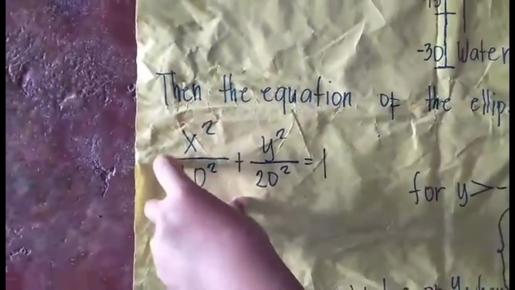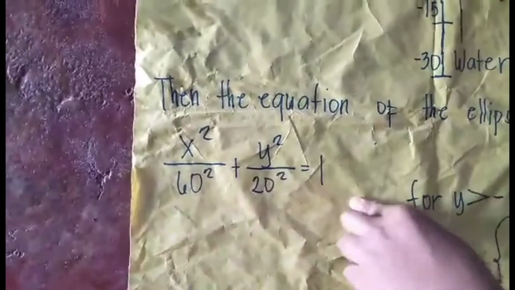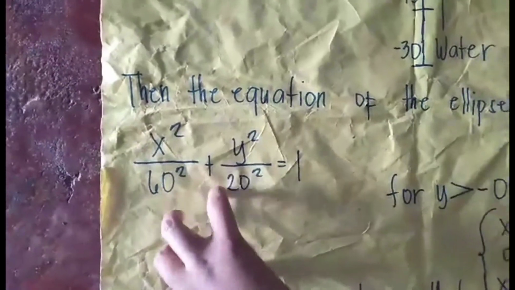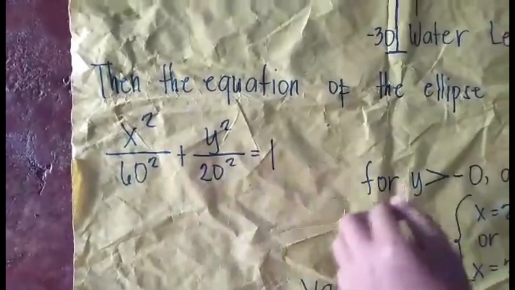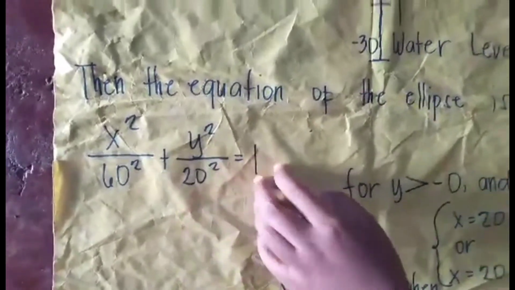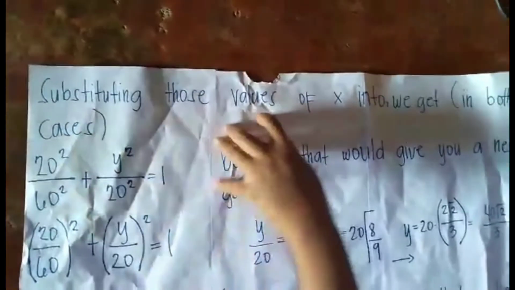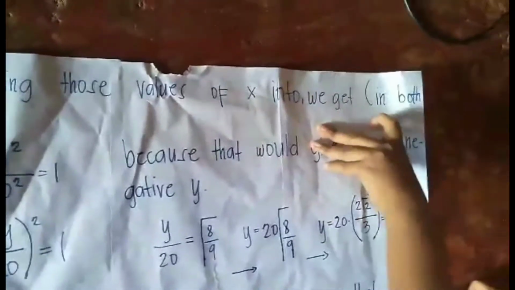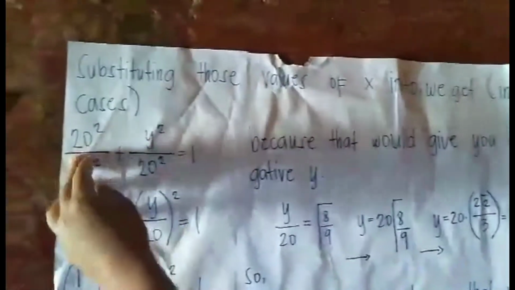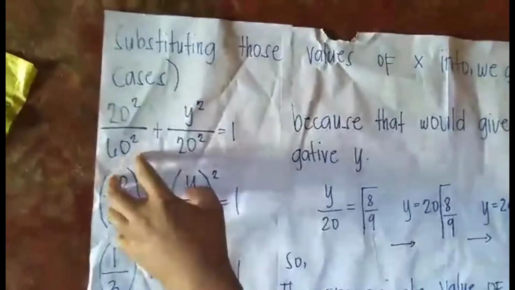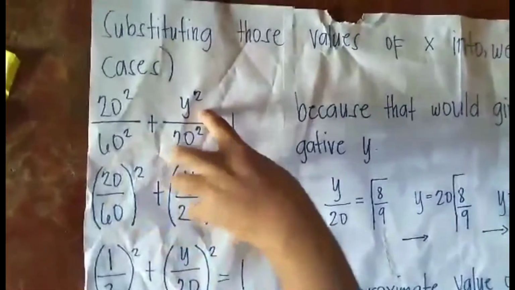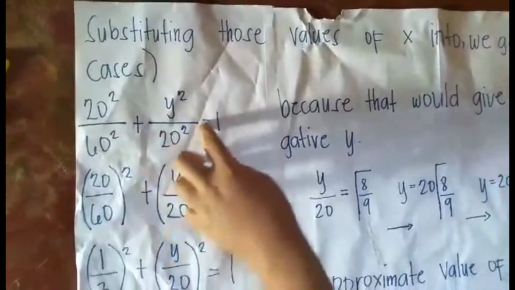x squared over 60 squared plus y squared over 20 squared equals 1. Substituting those values of x into the equation in both cases: 20 squared over 60 squared plus y squared over 20 squared equals 1.